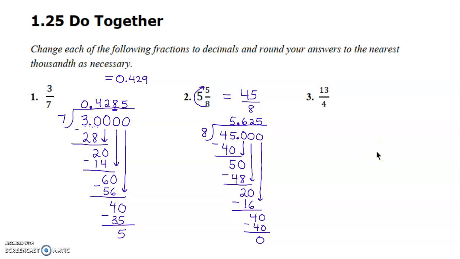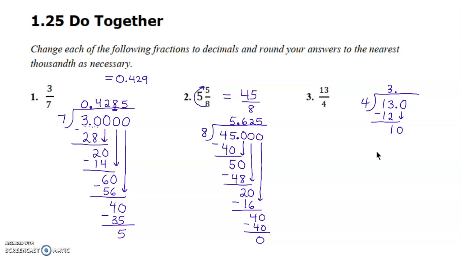Number 3 is already an improper fraction. So we're going to go ahead and place the 4 as our divisor and the 13 as our dividend. I'm going to put the decimal right away, right there. And I'm even going to place a 0 because I'm pretty sure I'm going to have to go beyond the 13. Because 4 goes into 13 3 times. 3 times 4 is 12. We subtract, getting a 1. Bring down that 0 and divide again.